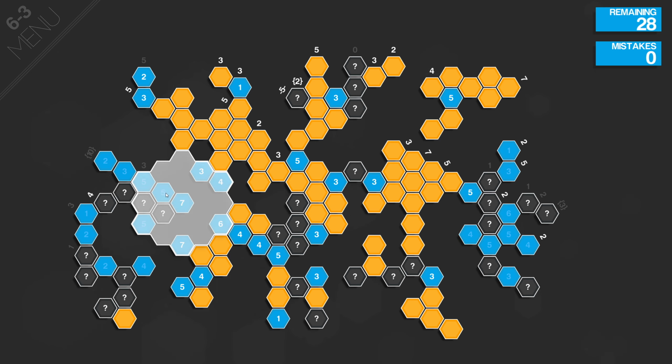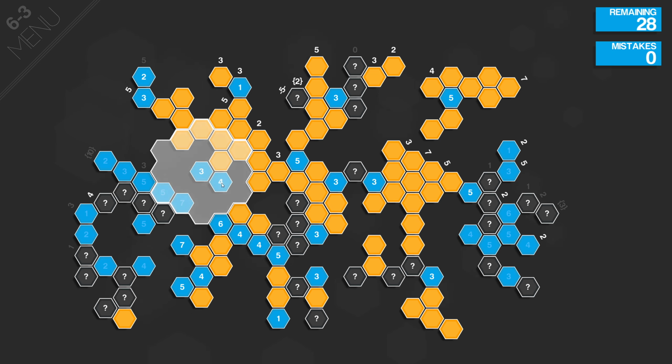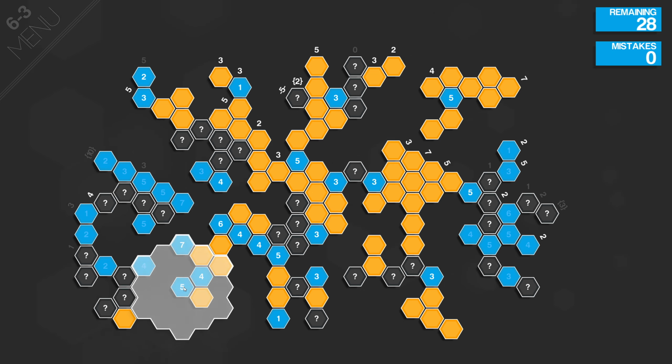This 7 sees 1, 2, 3, 4, 5, 6, 7, is solved. This 3 sees 1, 2, 3. We can get rid of all that. This 5 sees 1, 2, 3. It needs one more of those, we don't know which. Right.